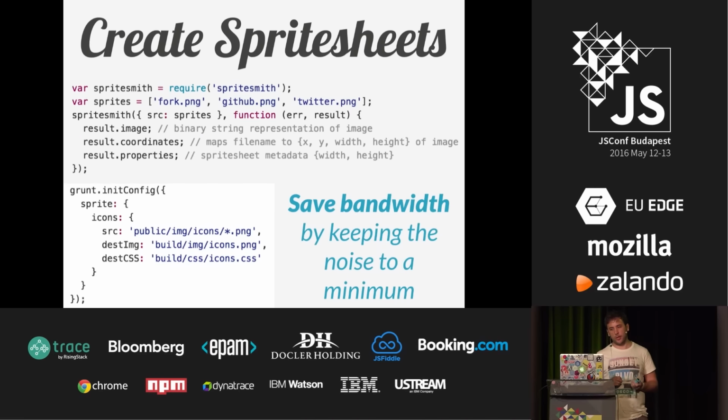Then when it comes to spritesheets, you can use Spritesmith. Basically, you give it a globbing pattern of where your PNG icons are, and it'll give you back a CSS style sheet with all the classes that you need for your icons and a single sprite sheet. So it's pretty handy, and it also has a CLI and a grunt task.